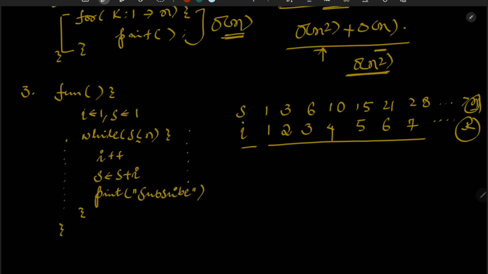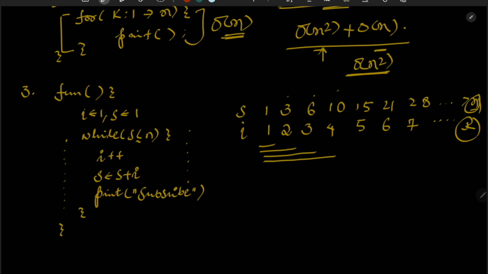So if you look at the pattern very carefully, you will find something. Let me get rid of this line so that I can demonstrate in a much better manner. Initially i and s both are 1. Now in the next iteration s becomes 3. What exactly is 3? It's 1 plus 2. In the next iteration s becomes 6. What is 6? It's 1 plus 2 plus 3. In the next iteration s becomes 10. What is 10? It's 1 plus 2 plus 3 plus 4. So essentially all the values of s are the sum of the first k natural numbers.